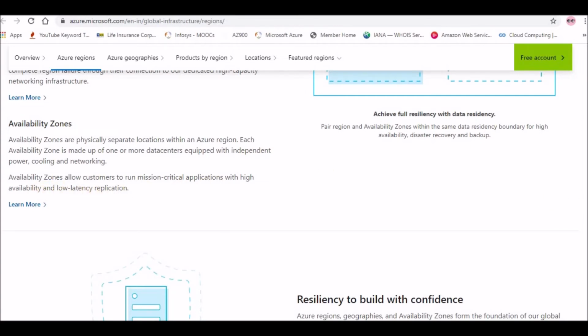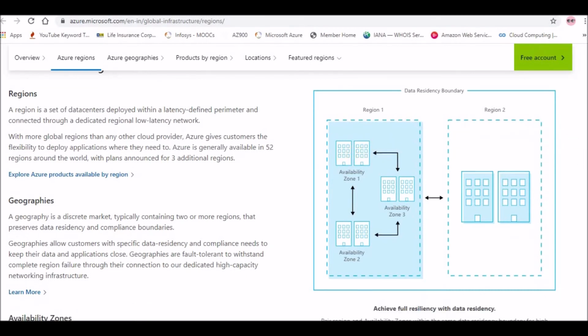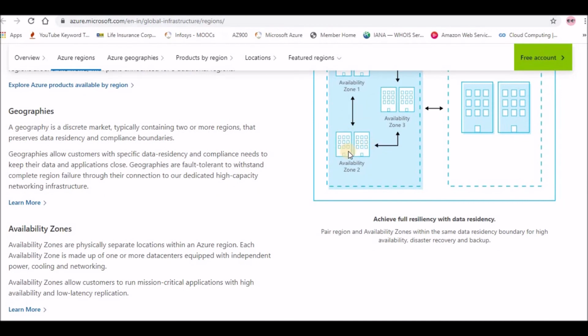If you see the above diagram itself, you may not see the addresses there, but they are very close to each other and they are connected with a high speed network. The mission critical applications will need low latency, so that is how these availability zones are designed. Whenever there is a power failure in one data center, it will get the data from the other data center. Basically these are separated from each other, they may be in different locations but very close to each other. That is what availability zones mean.